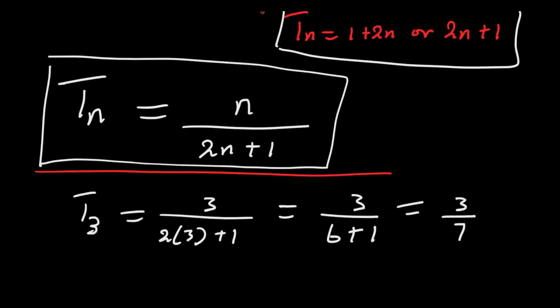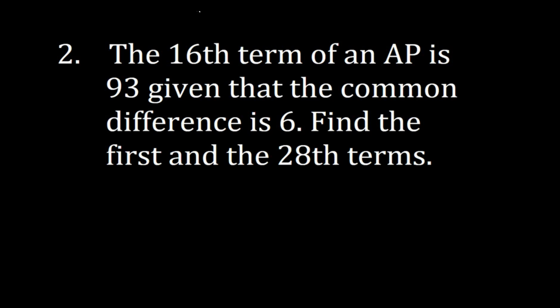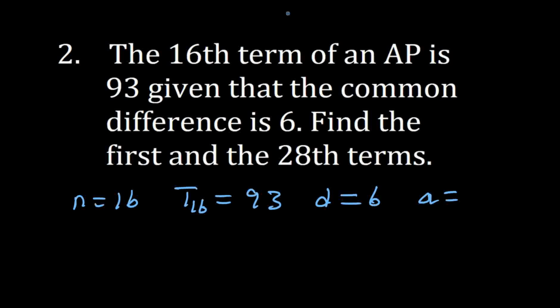All right, so let's go on to the next question. Question number 2. The 16th term of an AP is 93, given that the common difference is 6. Find the first and the 28th terms. To solve this problem, first, let's identify each of the values. So n is equal to 16, and the 16th term is 93, and the common difference is 6. A, which is the first term, is what we are meant to find, and also the 28th term.